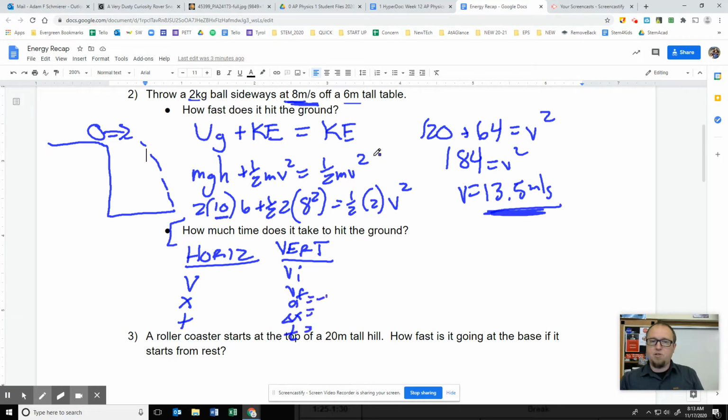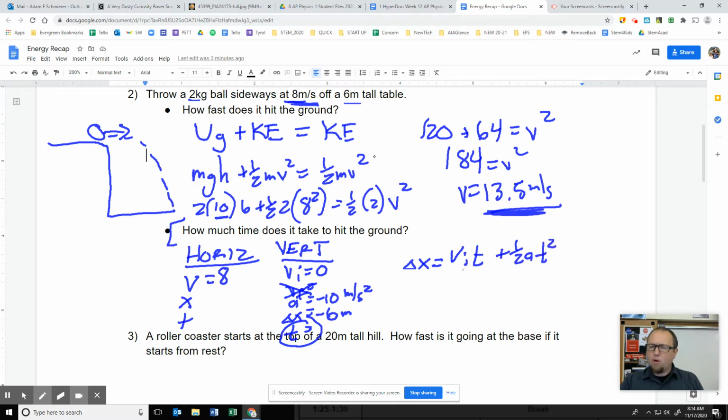Acceleration is -10. Since I shoot it off of a table, the initial velocity vertically is 0. I launch it horizontally at 8. The table is 6 meters tall, so it falls 6 meters. It accelerates at -10. We don't know the time. The final velocity is only the vertical, so I cannot plug 13.5 there. So the question is, how much time does it take? I'm going to use the equation with no v final. So delta x equals v initial t plus 1/2 a t squared.